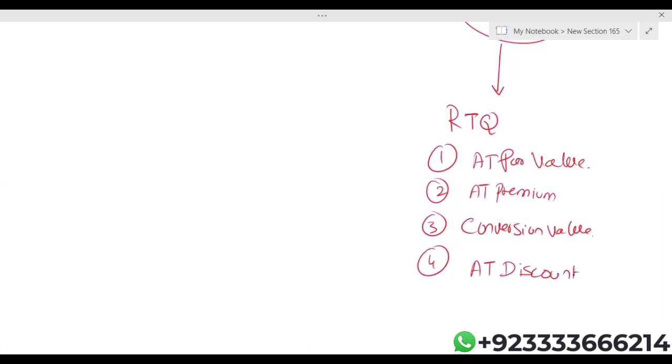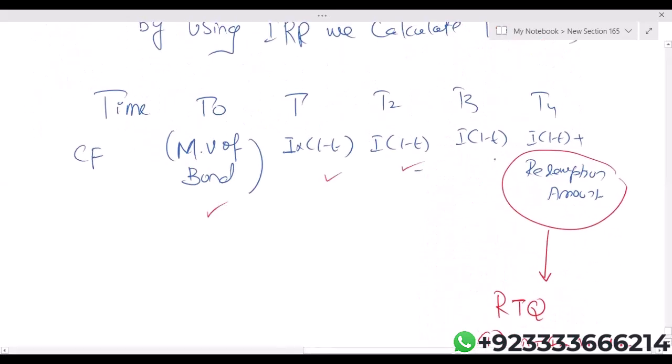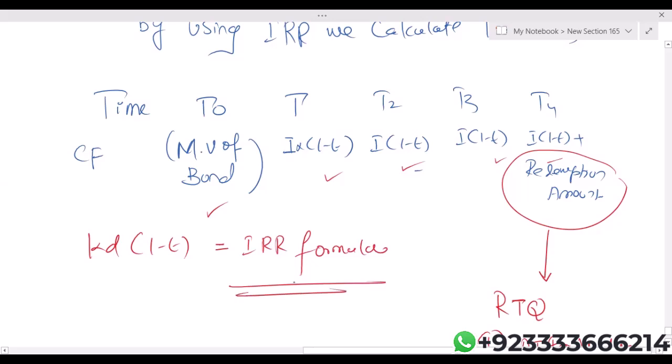Conversion value can come, but what are the conditions for the conversion value? Number one, the bond is a convertible bond given in the question. Second, at maturity, conversion value is more than the redemption amount, and there's a slight possibility of a redemption at discount. If it is the case, it will be mentioned in the question. After writing all these cash flows, you just need to use the IRR formula from your spreadsheet, because that formula is given to you. You will get KD(1 minus T). I'll show you right now.